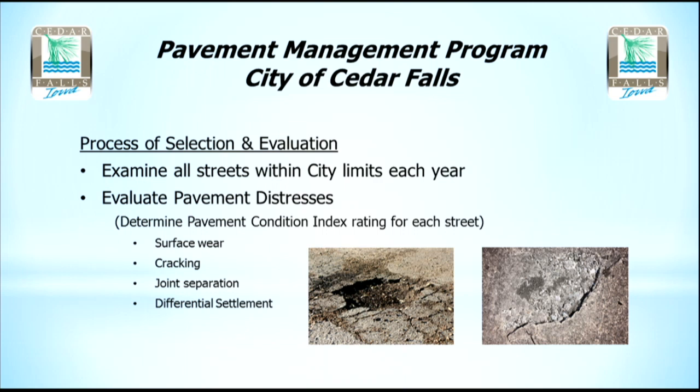We're looking at all the different types of surface defects, cracking, joint separation, those types of things. And they vary depending on whether it's a concrete or asphalt street. So that is a visual inspection that we do. We've done it that way since the option tax was put in place in '91, so we have done that visual inspection since then.